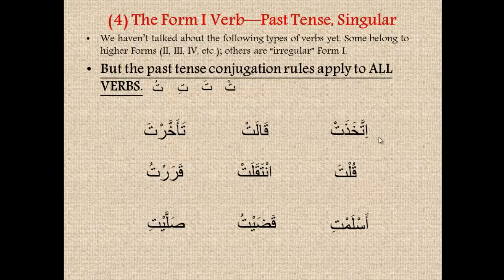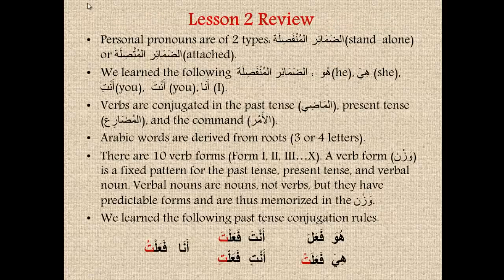So these past tense conjugation rules apply to all verbs regardless of form and regularity. Here is the lesson 2 review. We learned in this lesson that personal pronouns are of two types. They are either الضمائر المنفصلة, standalone pronouns, or they can be attached, الضمائر المتصلة. We also learned the following standalone personal pronouns: huwa, which is he, hiya, which is she, anti for you feminine, anta for you masculine, and ana for I, and that works for both genders.